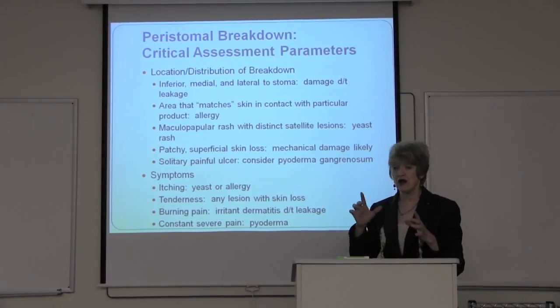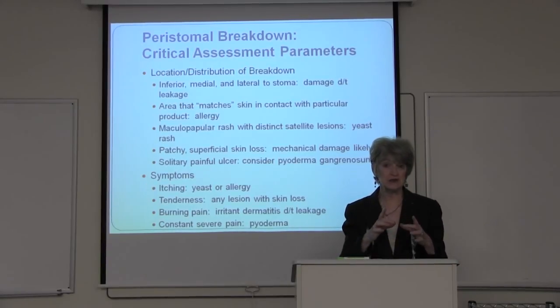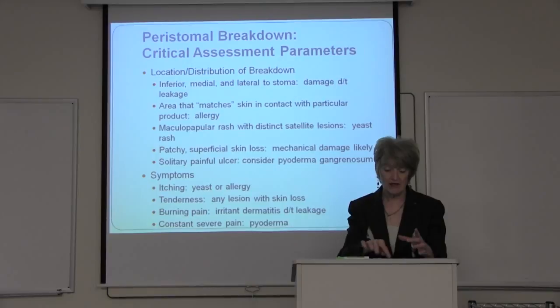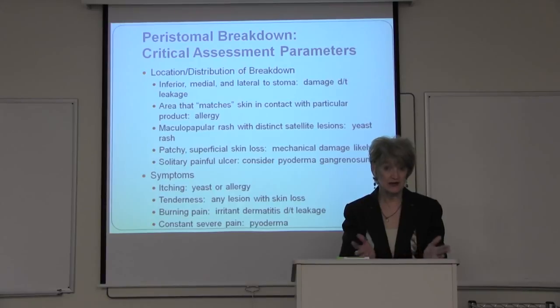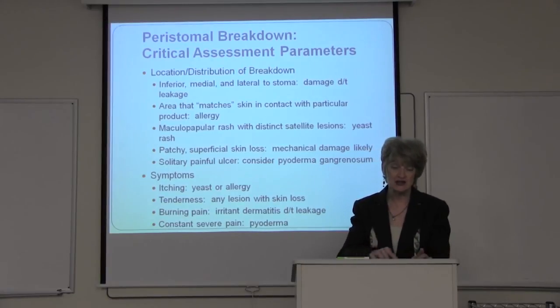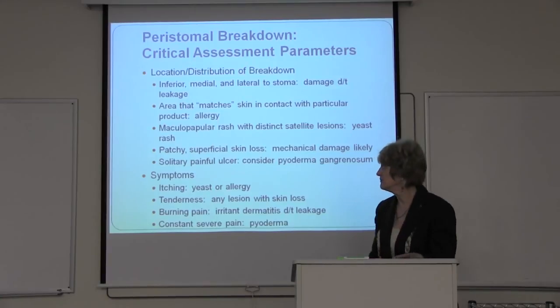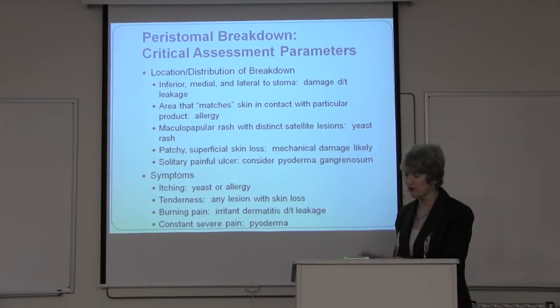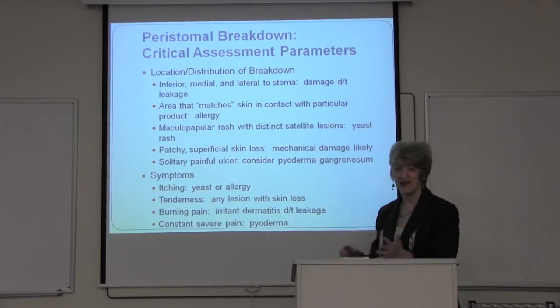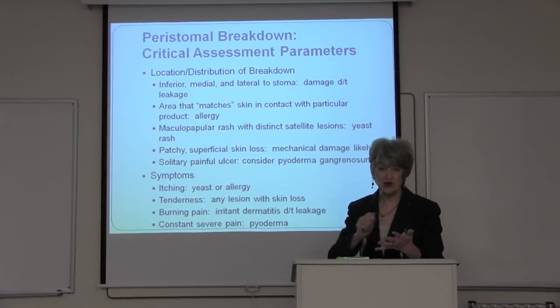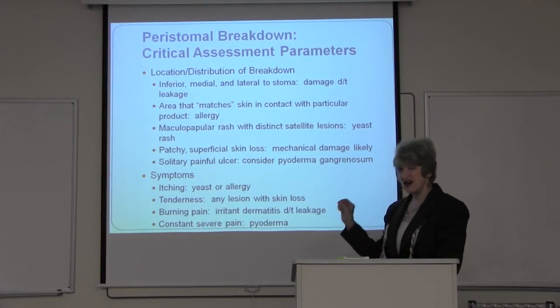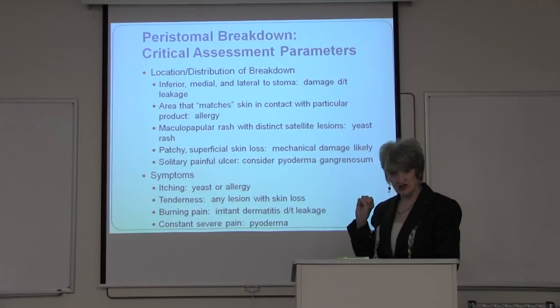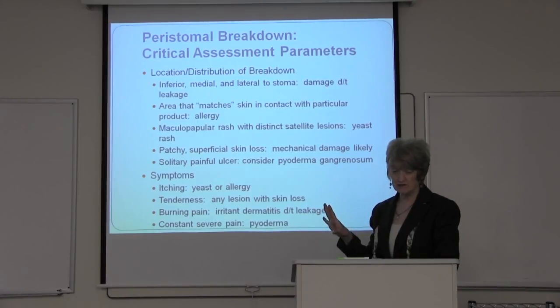If I have an area of erythema and itching and blistering that matches the area in contact with a certain product, like what if it matches the tape border? That's going to be a tape allergy. Matches the pectin barrier ring, pectin allergy. If I have a maculopapular rash with distinct satellite lesions, you know very well that's yeast. If I have patchy superficial skin loss, that's usually mechanical damage from picking, from traumatic removal. If I have a solitary painful ulcer that's just getting bigger, that's usually pyoderma.